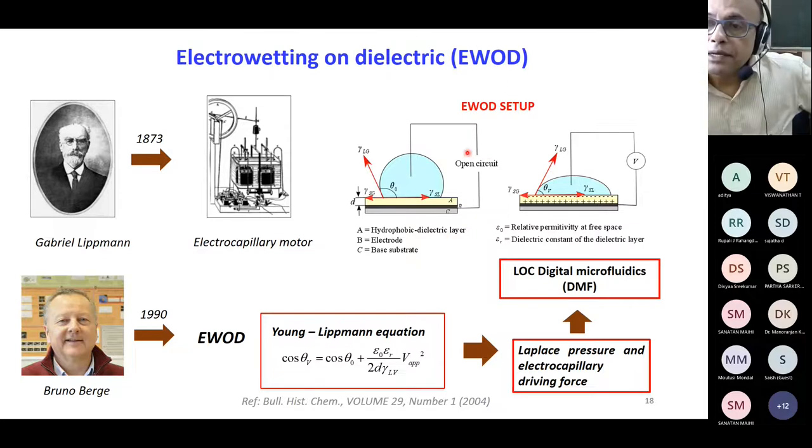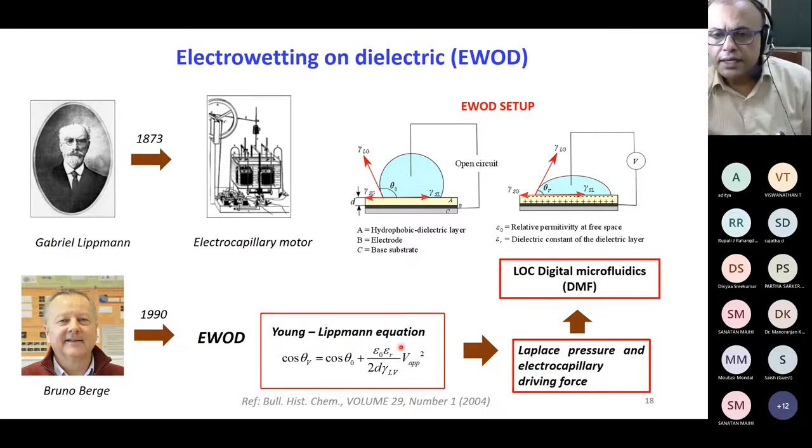Now, if we apply a potential between these two, the contact angle will vary. Initially, without giving the potential, it is hydrophobic, so the contact angle was more than 90 degrees. But with a suitable application of a potential value, the contact angle will change and it becomes hydrophilic in nature. And the shape will look like this.